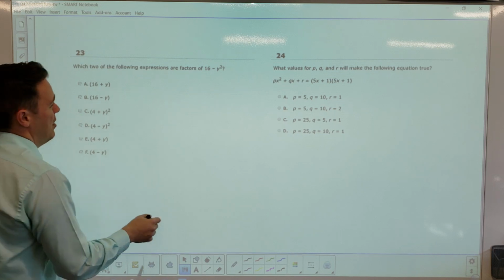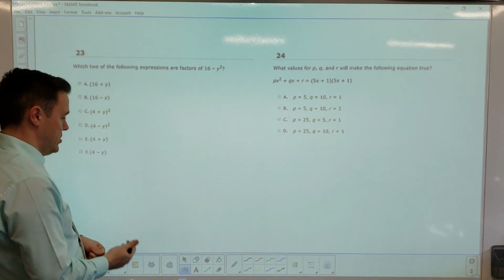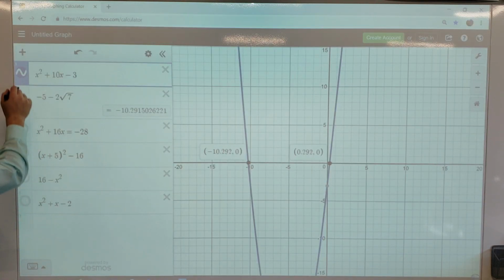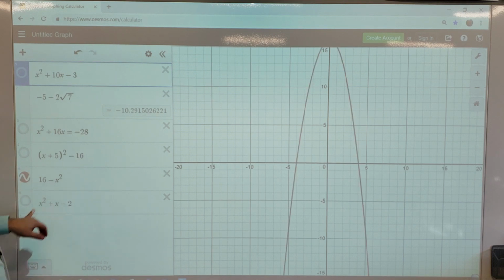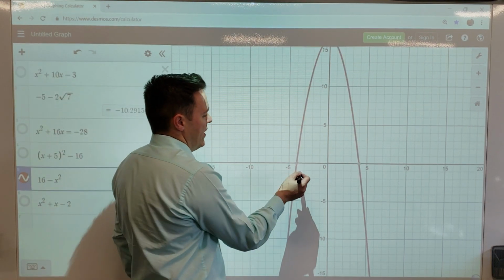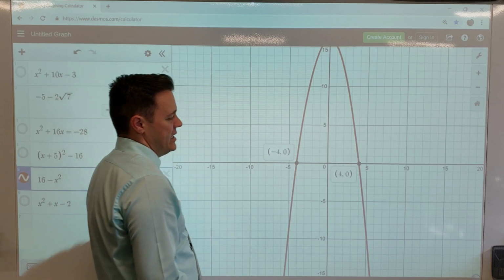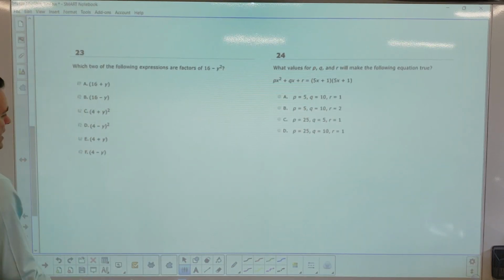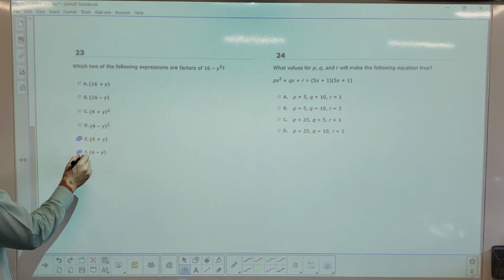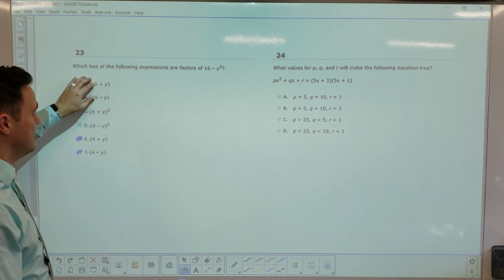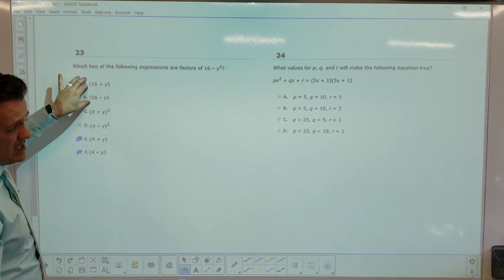23. You could technically graph this in Desmos. Okay, and when you do, this is your equation set up right here. You have to change it to an x, and your value would be a 4 and a negative 4. So you go back in here, and your answers are E and F. Now, these two don't make sense, right? Because it should be 4s, but these are 16s.